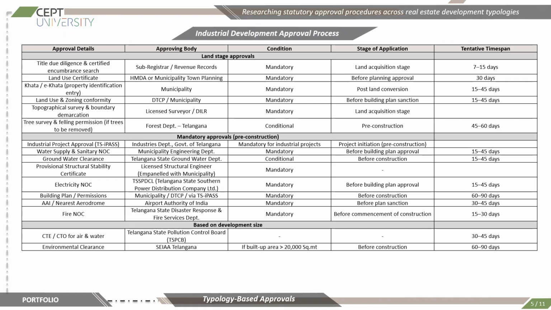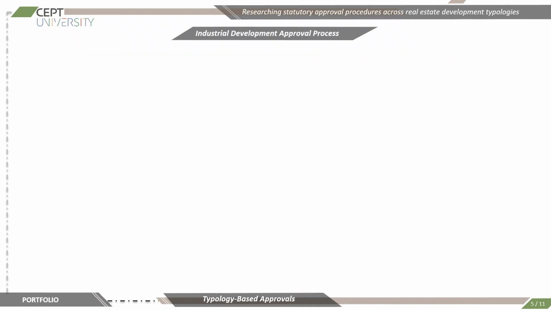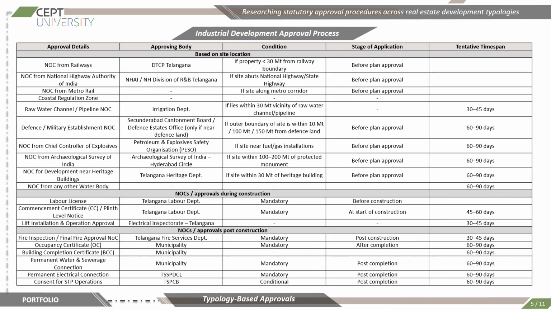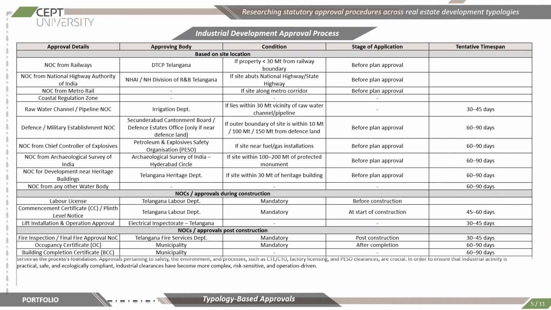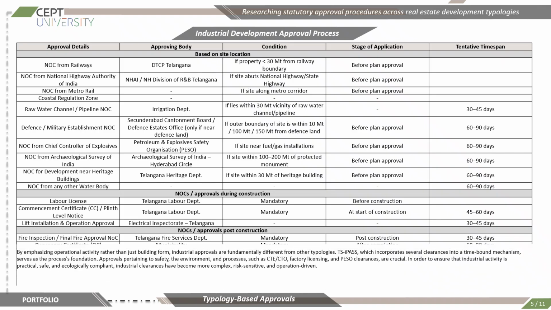Projects located near railways, highways, metro corridors, water channels, defense lands, heritage structures, or protected monuments require separate NOCs from the relevant departments. These approvals are necessary to ensure that industrial activities do not interfere with the transportation infrastructure, the environmental systems, or any heritage protection zones. The process also includes approvals related to hazardous materials and industrial safety.